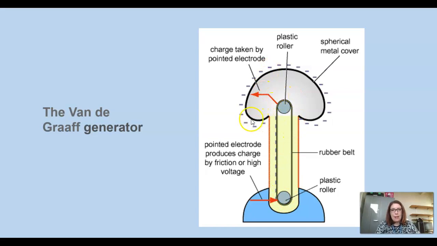Now, if you don't put anything near the dome, the charge will just sit there building up and building up. What the charge will want to do is go to Earth because Earth has no charge. So it will look for the quickest way to get to Earth. If you then touch the Van de Graaff generator once it's charged, you will get an electric shock because you are connected to Earth. So the electrons will jump from you down into the Earth.